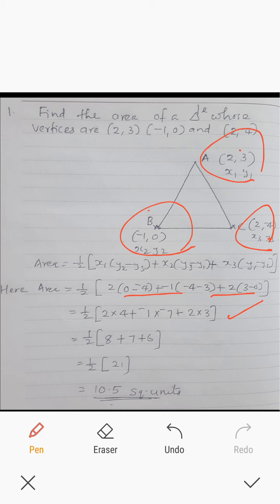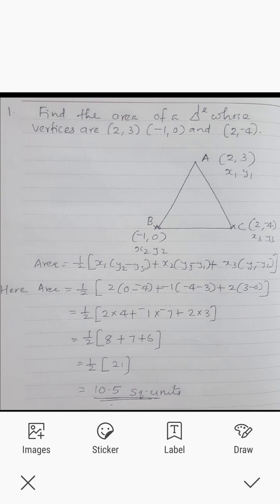In the next step, half of: 2 into (0 minus minus 4) is 8, minus 1 into (minus 4 minus 3) is 7, 2 into (3 minus 0) is 6. So that's equal to half of 8 plus 7 plus 6, which is equal to half of 21, equal to 10.5 units. So the area of the triangle formed by the given points equals 10.5 units.